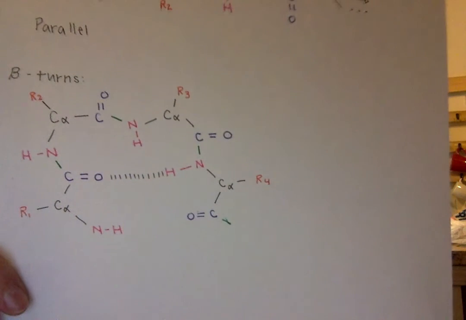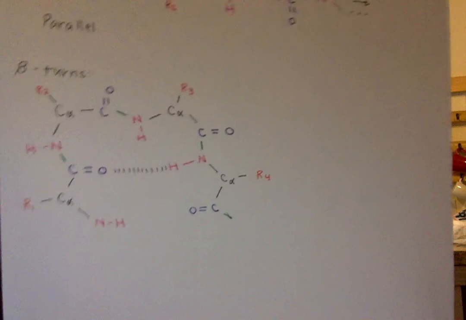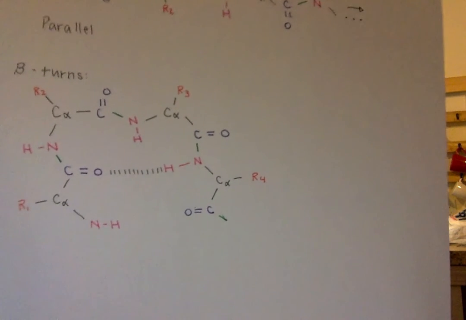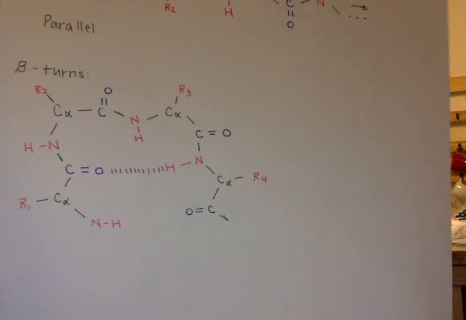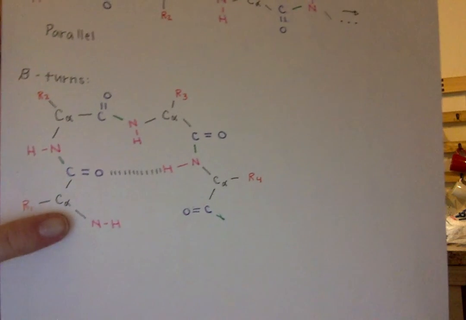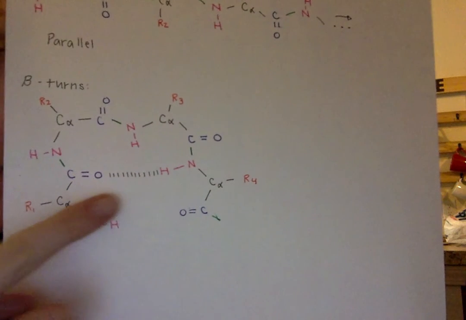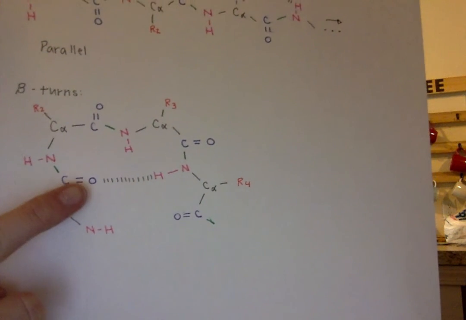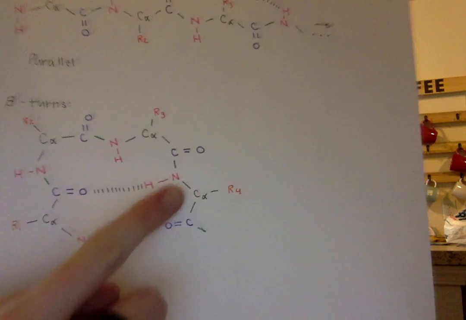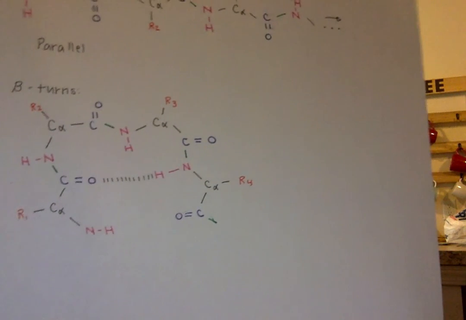The last structure we'll look at is beta turns, and this is still a hydrogen bond, as all secondary structures are dictated by hydrogen bonds. This one in particular is between 4, again the number 4. So if we look at our first amino acid, second, third, and fourth, the hydrogen bond exists between the oxygen on the first amino acid and the amine hydrogen on the last amino acid. And that's what dictates the beta turns.